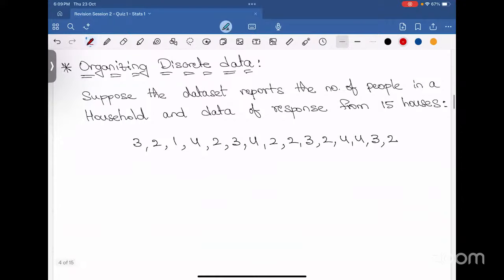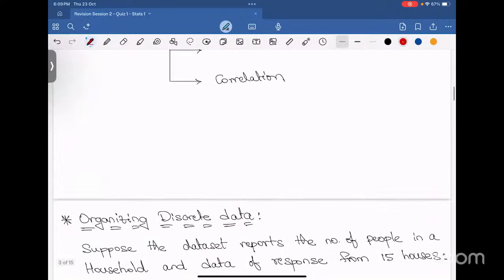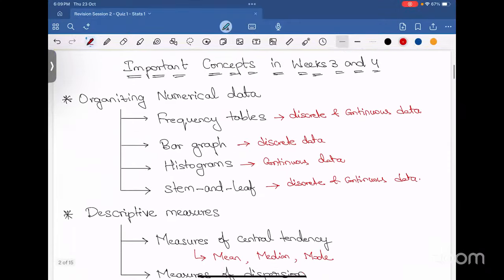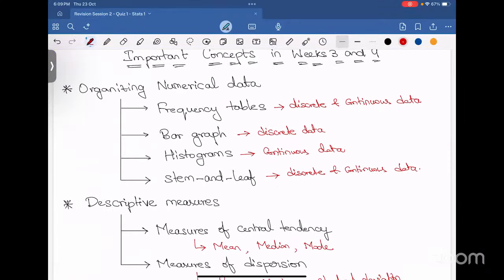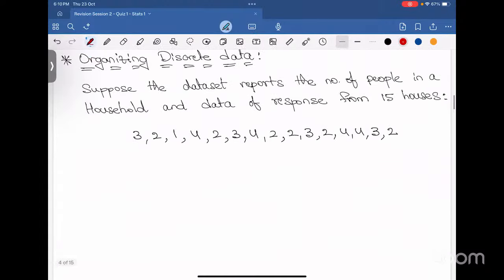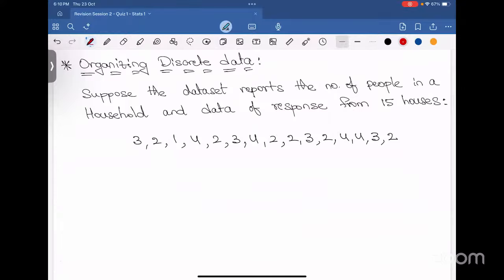So let's start with organizing discrete data. How do I organize discrete data? As I said above, there are two ways: one using a frequency table and another using a bar graph. So we'll take an example and draw the frequency table and also the bar graph.